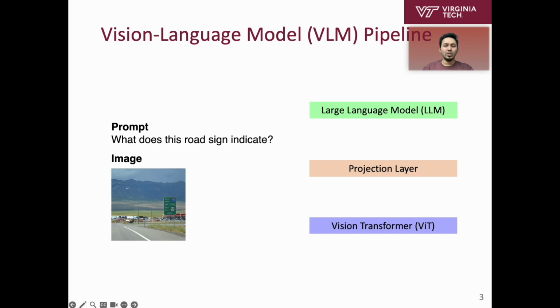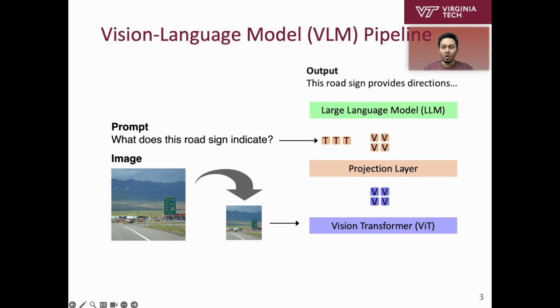A typical vision language model pipeline has three components: a vision transformer, a projection layer, and a large language model. First, the input image is downsampled into a smaller version that fits into the vision transformer's input dimension. Next, the ViT processes the input image into visual features, and a lightweight projection layer converts it into visual tokens. Finally, the visual tokens combined with text tokens from the prompt are fed into the large language model to generate the response.